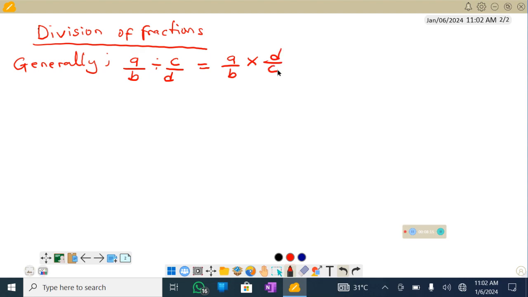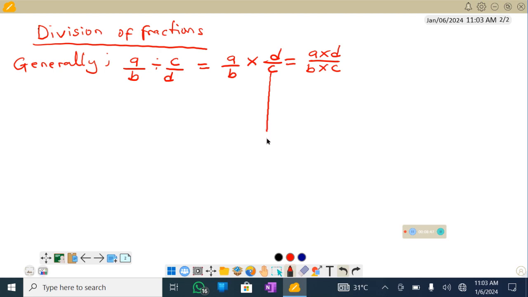D over C. So you can see what has happened there. C over D has changed to what? D over C. Why will it change? Because we have changed the division sign to what? Multiplication sign. Then when we change it to multiplication, we have to do what we have done before, in the last page, which is A times D over B times C. Okay, so this is how we are going to solve our problem.